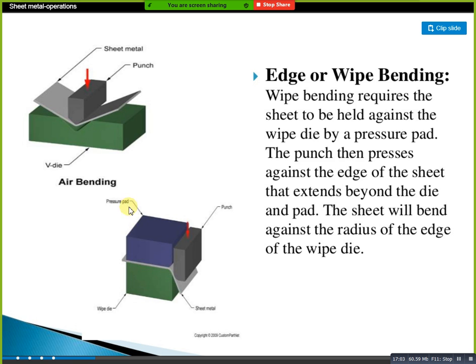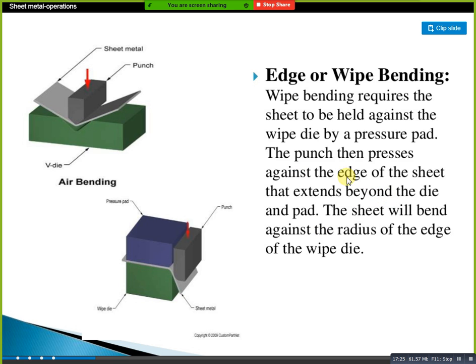Okay, that is wipe bending. It requires the sheet to be held against the wipe die by a pressure pad. The punch then presses against the edge of the sheet that extends beyond the die and pad. Okay, the sheet will bend against the radius of the edge of the wipe die.